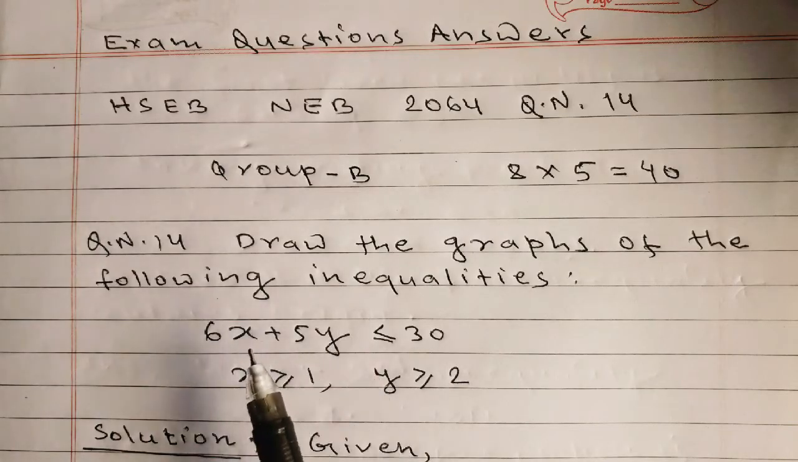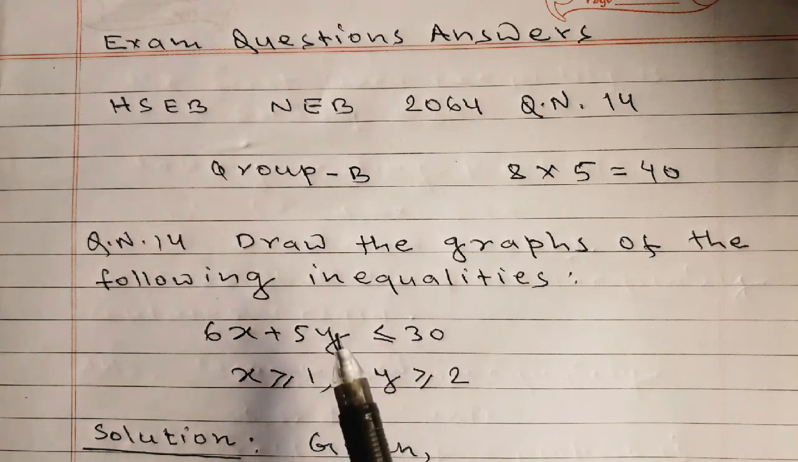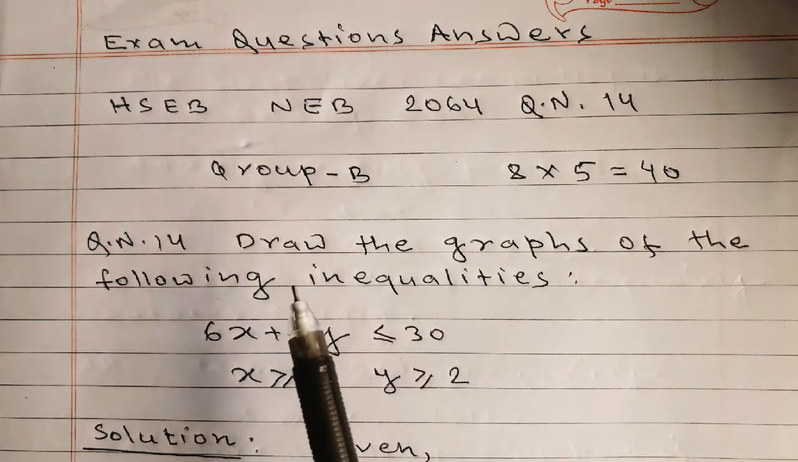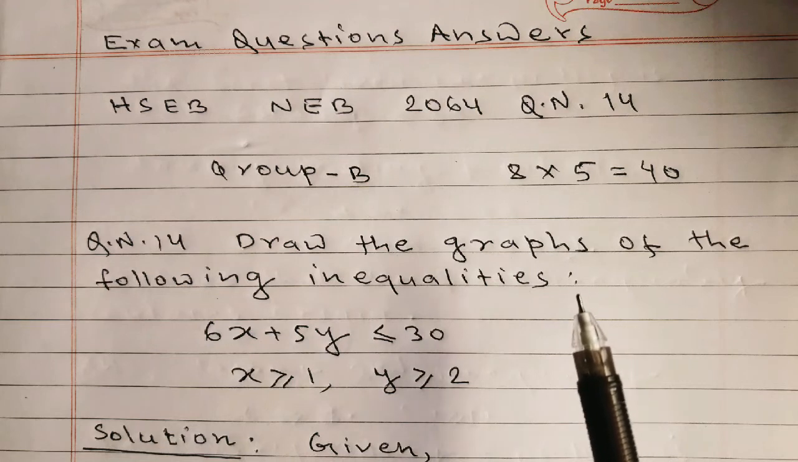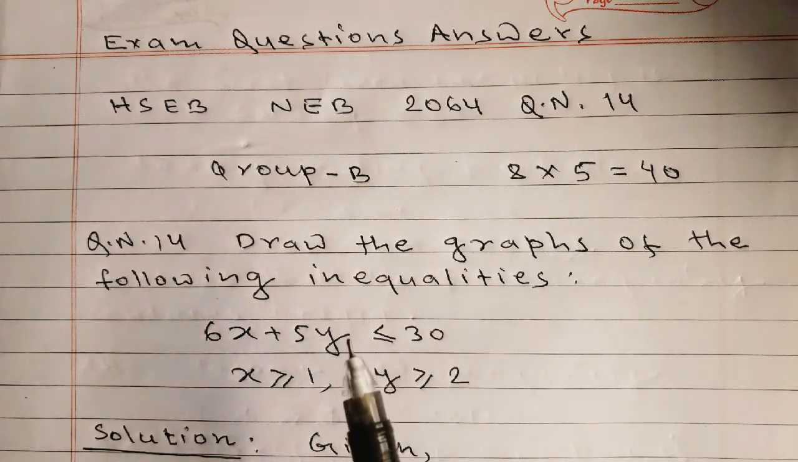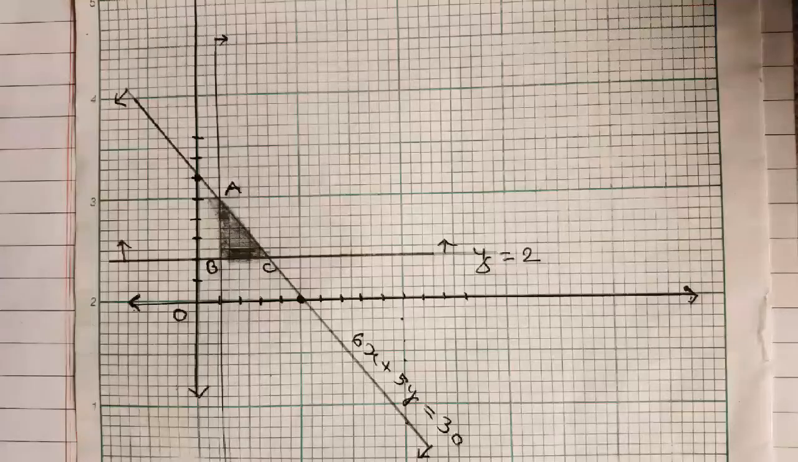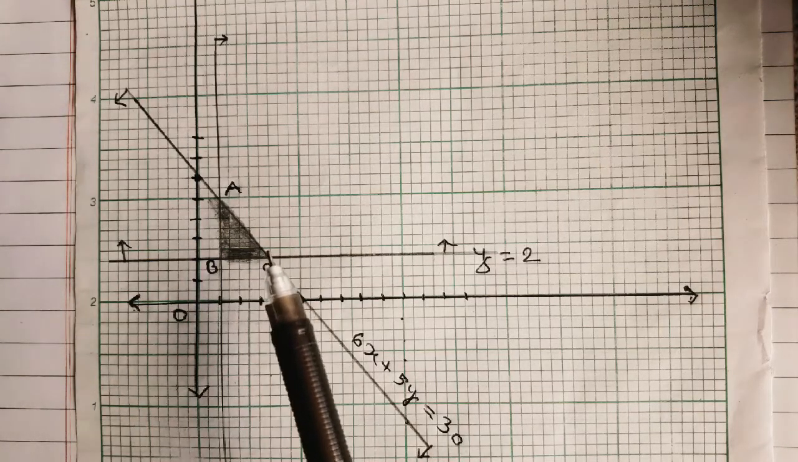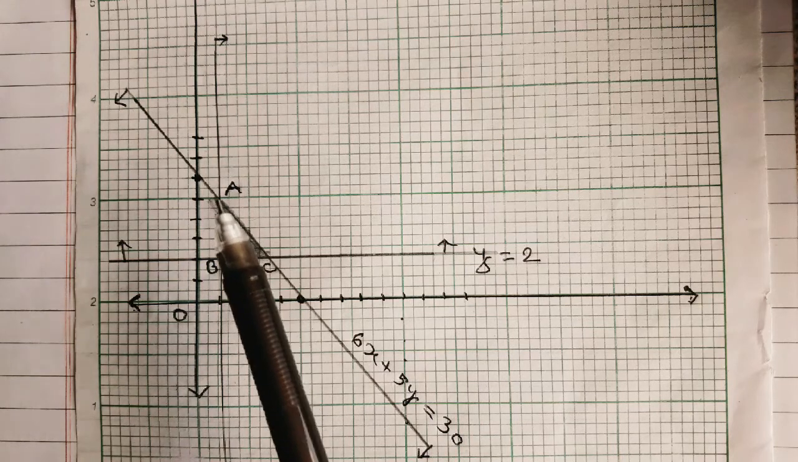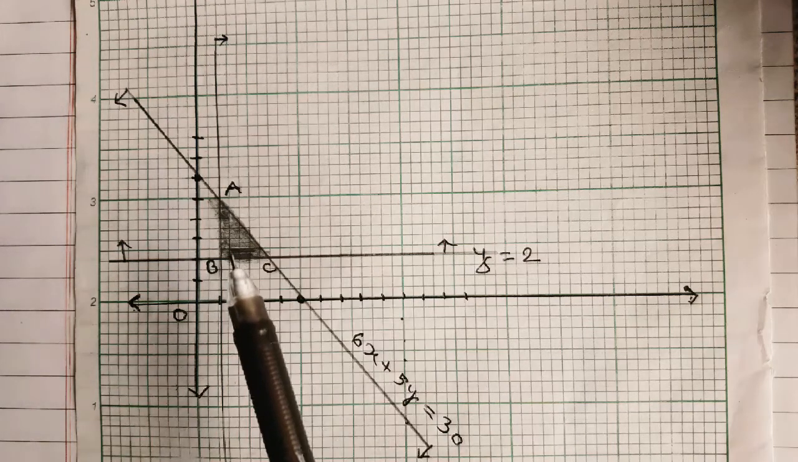We have already plotted the graph of 6x plus 5y less than or equal to 30, x greater than or equal to 1, and y greater than or equal to 2. Now we have determined the feasible region and the vertices of the feasible region. We have to determine the feasible region. The feasible region is the region, or we can say area, bounded by all the given inequalities.